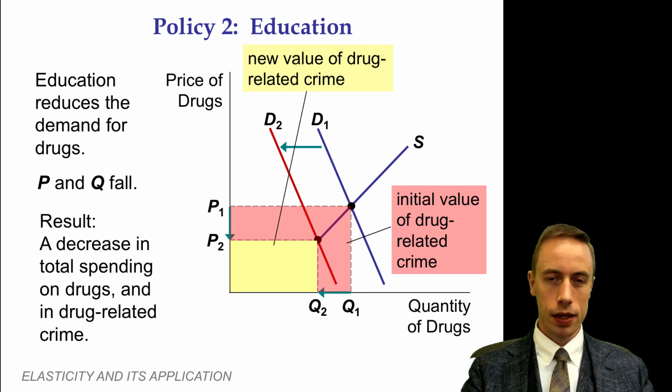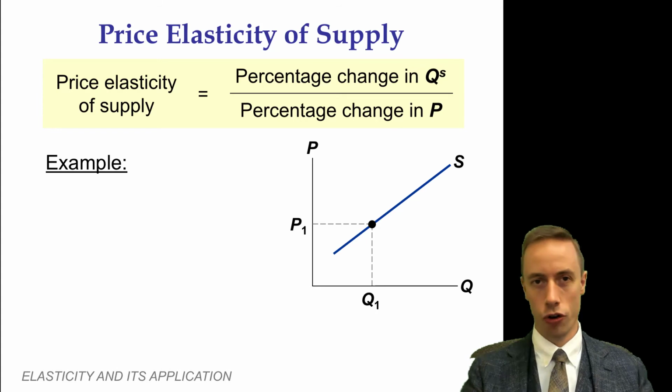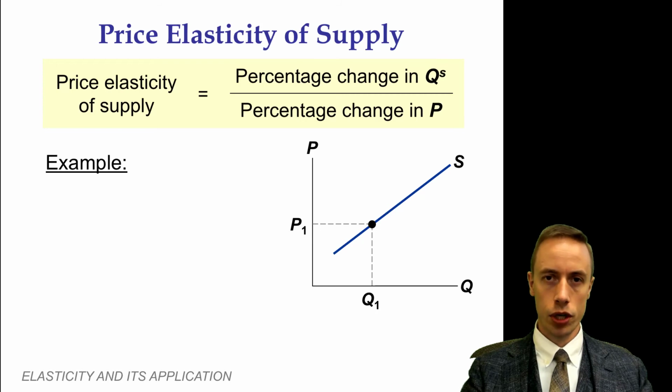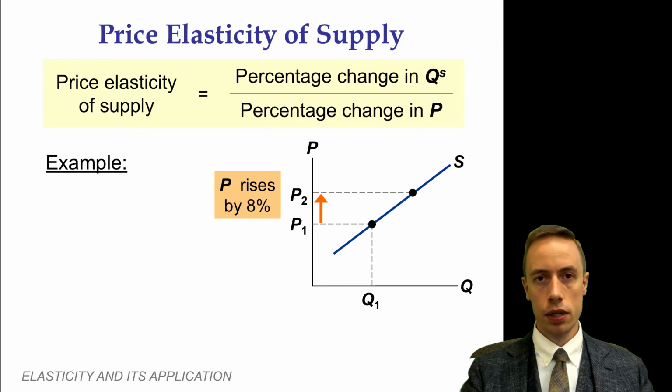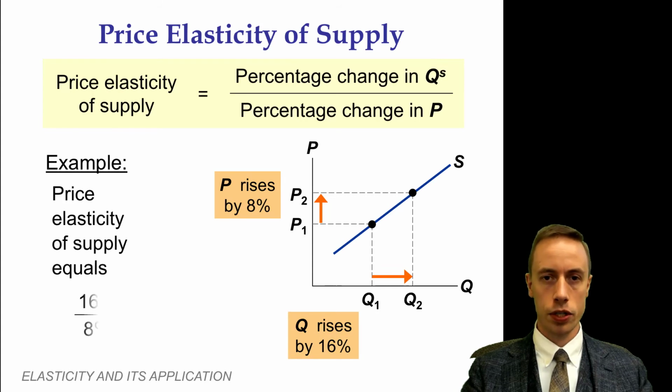Let's start with the price elasticity of supply. Just like for a demand curve, you can calculate an elasticity for a supply curve. So we're looking at when the price of a product changes, how much more or less do the sellers want to sell? For example, let's say the price of a product rises by 8%. As a consequence, sellers are willing to sell 16% more units. Plugging it into our standard elasticity formula, we would say the price elasticity of supply is 2.